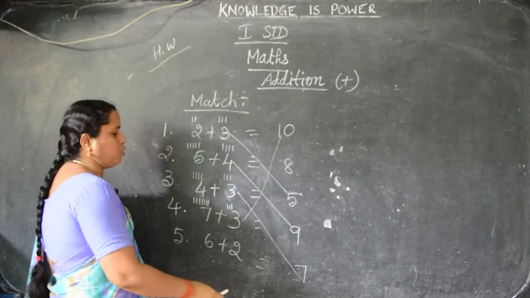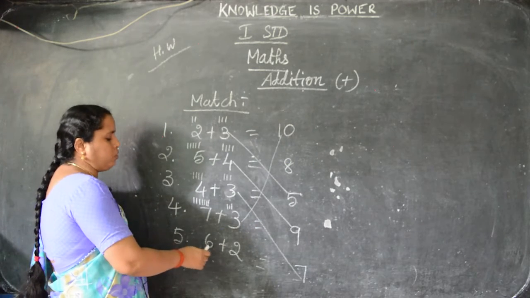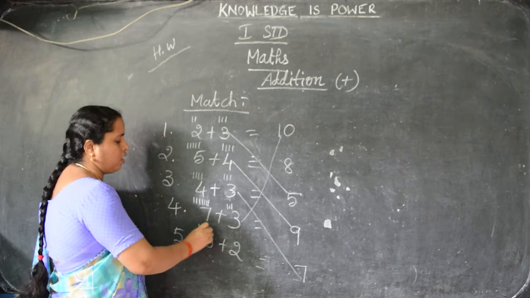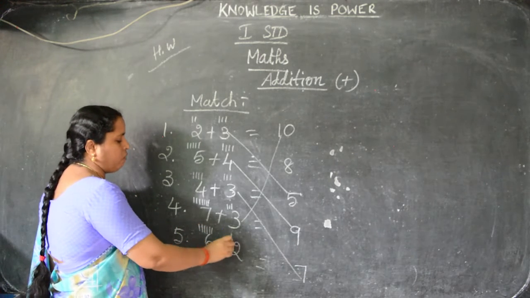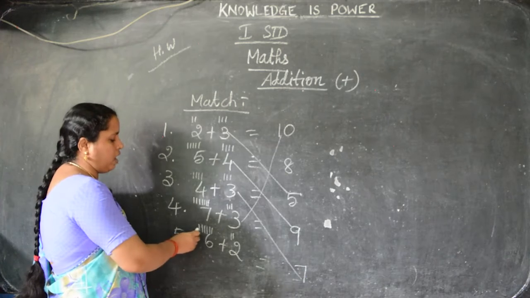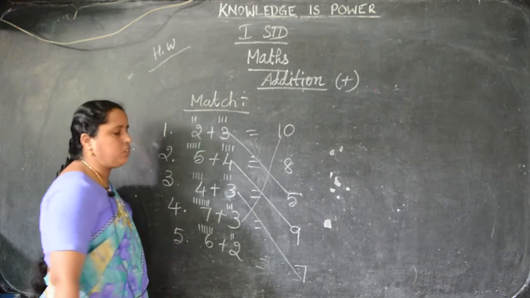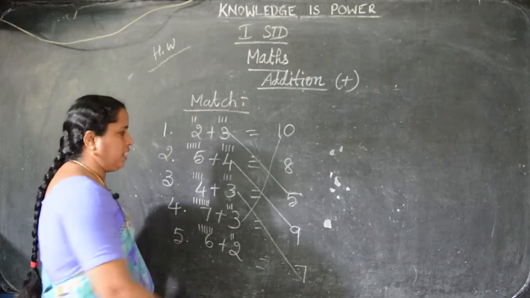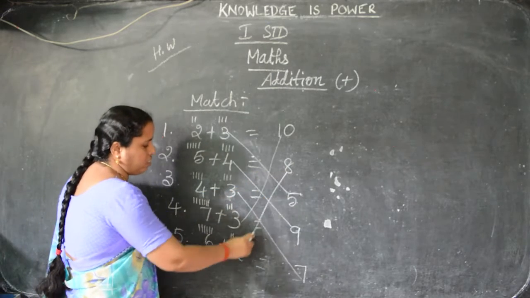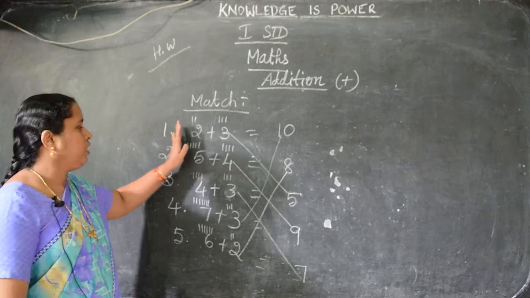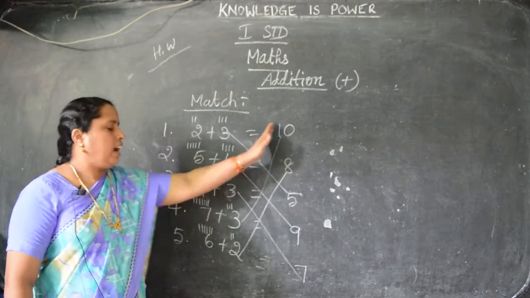Next 6 plus 2. For 6 plus 2 what should you do? For 6, 6 lines. For 2, 2 lines. Count and say 1, 2, 3, 4, 5, 6, 7, 8. So 6 plus 2 is 8. Where is 8? 8 is here. So you should match here. Understand, children? Match. They are given the numbers and answers.